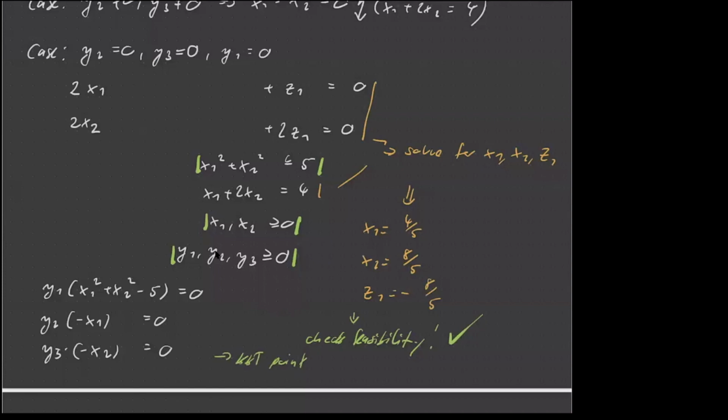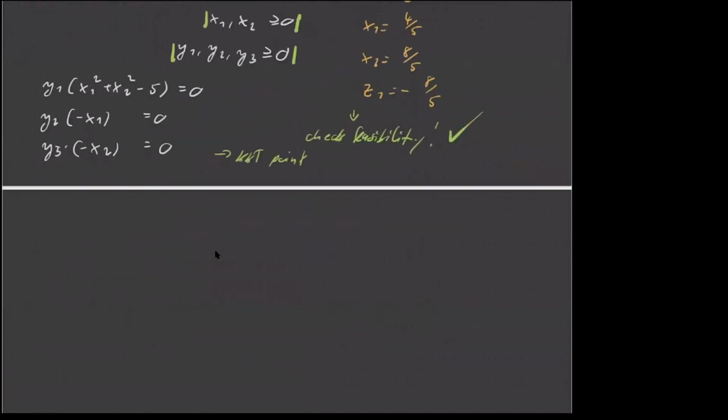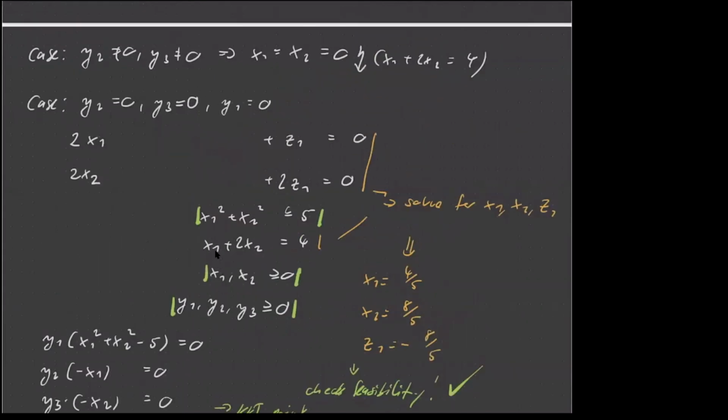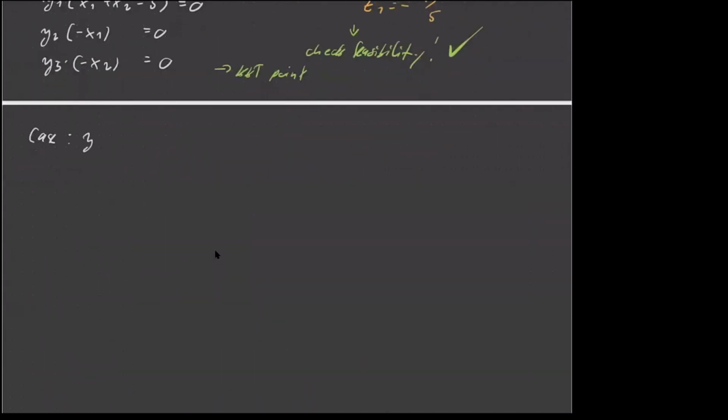So that's our first candidate for an optimum. Okay. And now we just have to work through the remaining cases. I'll give you at least one. Let's see. So remaining case here, we can have a look at the case y2 equals 0, y3 equals 0, but y1 does not. So that's the opposite of what we just did, basically.